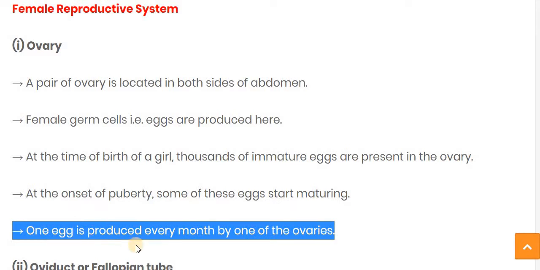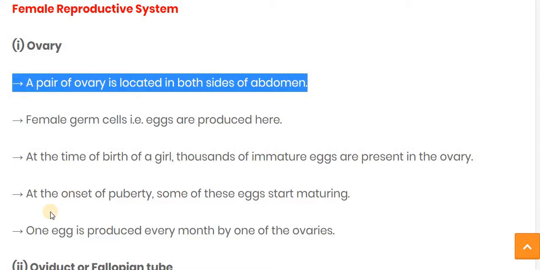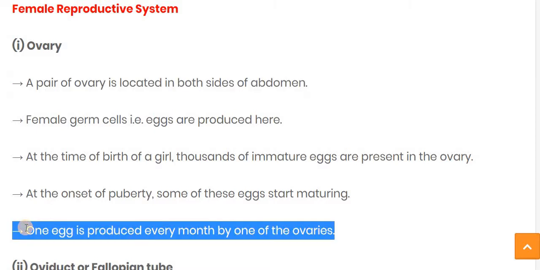One egg is produced every month by one of the ovaries. Here we see that a pair of ovaries is there. So each month, one ovary produces one mature ovum. Here you can see one egg is produced every month by one of the ovaries.